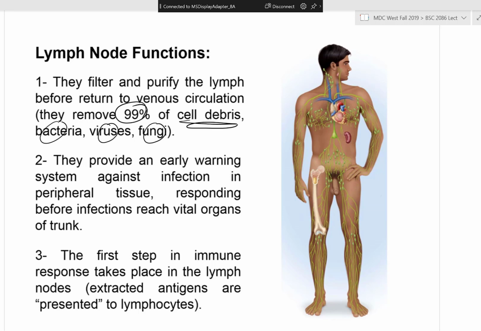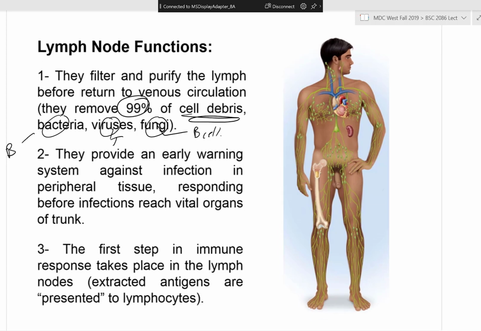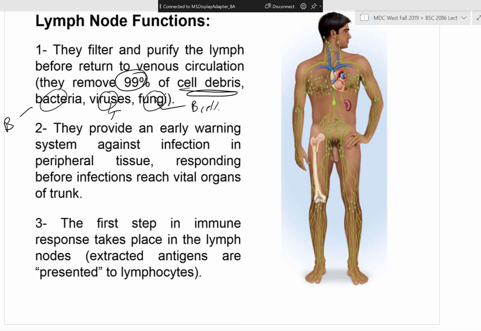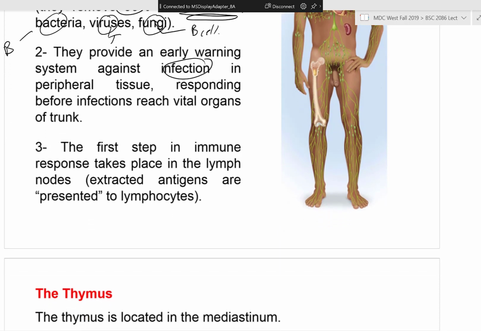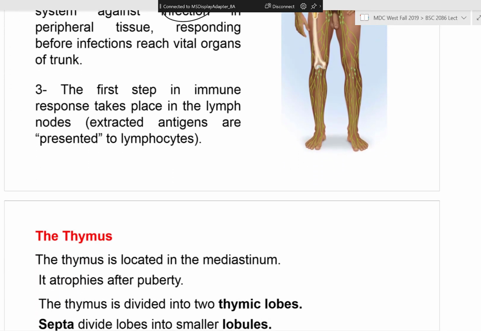Okay, so if you're a bacterial cell, who's going to mediate you? B cell. If you're a virus, who's going to mediate you? If you're a fungi, who's going to mediate you? B cells, right? So, of course, they provide early warning. You want something early that warns there's an infection in your body before it's already inside your heart and it starts eating your valves, right? And your endocardium. So that's why you have the multiple lymph nodes across your whole body.